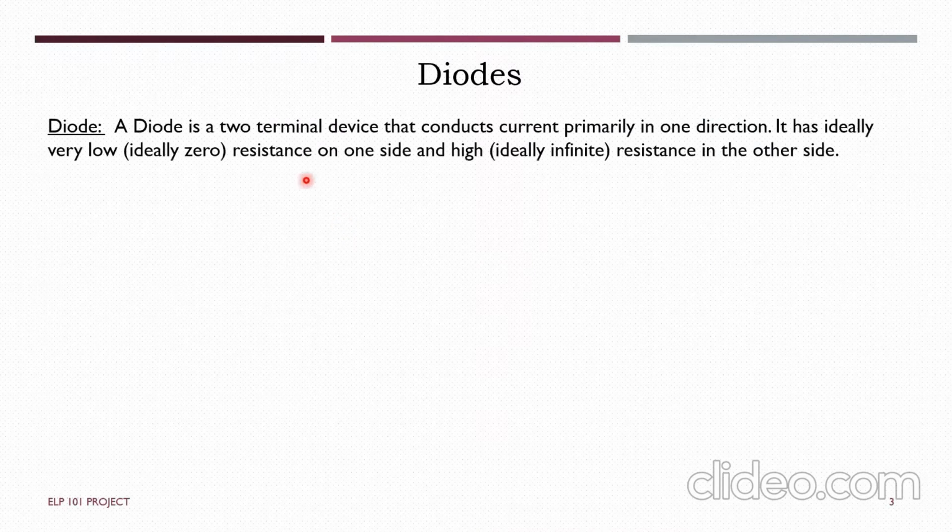Diodes are two terminal devices that conduct current primarily in one direction. Ideally, the diode has a very low resistance on one side and a very high resistance on the other side. In the ideal case, this low resistance takes the value 0 and this high resistance has the value infinite.